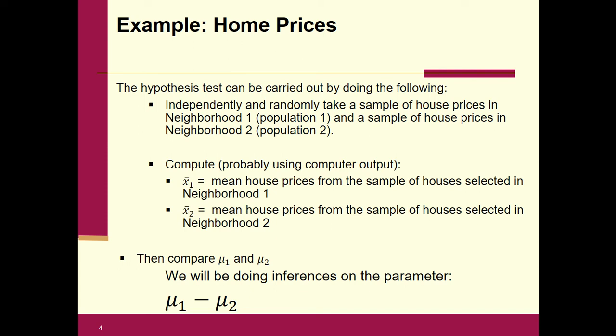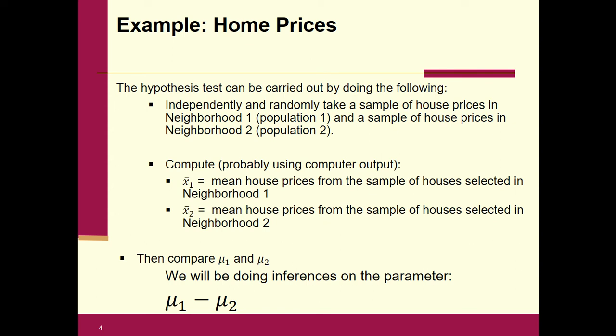What we're then going to do to compare mu1 and mu2, believe it or not, is an inference on the parameter mu1 minus mu2. And so the parameter is not two separate things. It is just one parameter. I know it looks like we have two, but since we are doing the subtraction between mu1 and mu2, that only makes it one parameter.